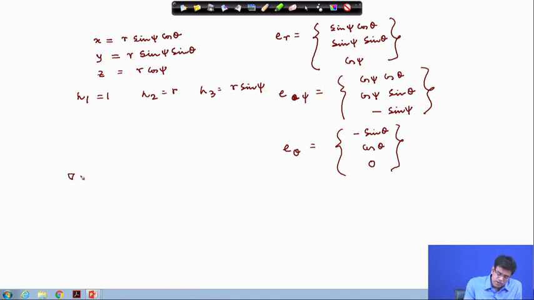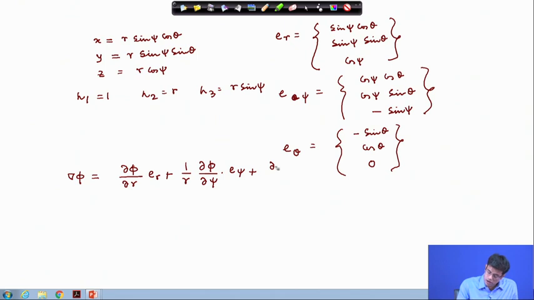So, now if we know this, we can compute the gradient of a scalar function, which is grad phi, which is again del phi by del r E r plus 1 by r del phi by del psi into E psi plus 1 by r sin psi del phi by del theta into E theta. So, you see the formula remains the same.